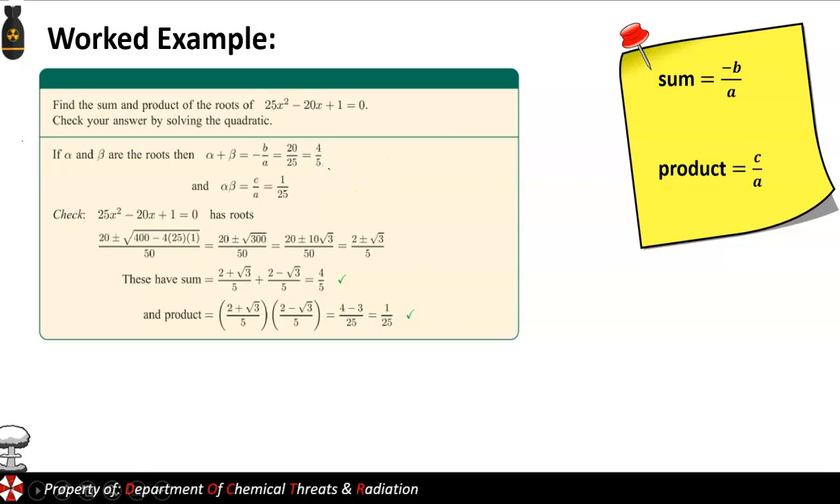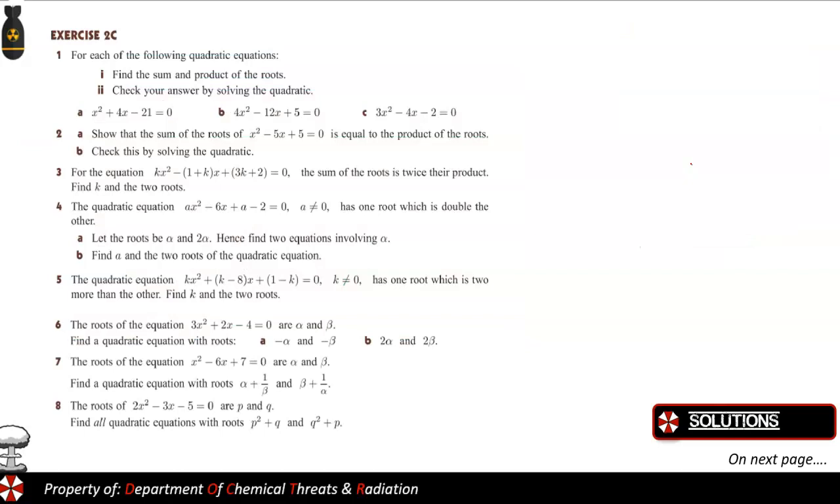Let's check it. If we use the quadratic formula, we plug in all of our a, b, c and so on. We've got our roots, right? We've got 2 plus or minus root 3, all on 5. If you add the roots, you get 4 on 5. If you multiply them, you get 1 on 25. So we've just proven that this process actually works. If we want to know what the roots are, we can use the sum and the product, and work from there.